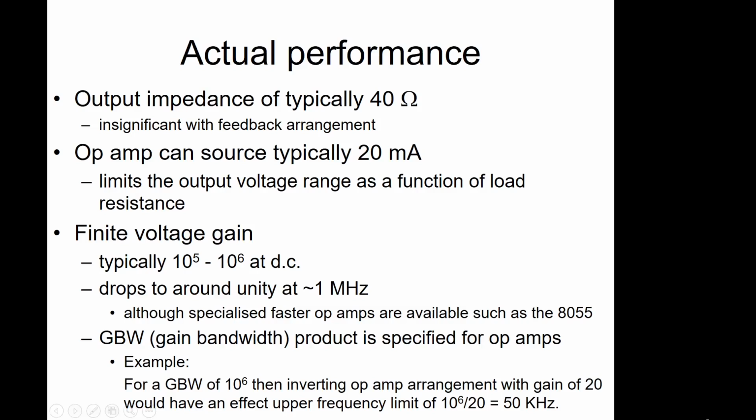So provided you have high impedances on the output side, this isn't a problem. If your impedances get too low on the output side, then the op amp's going to struggle to supply that much current.